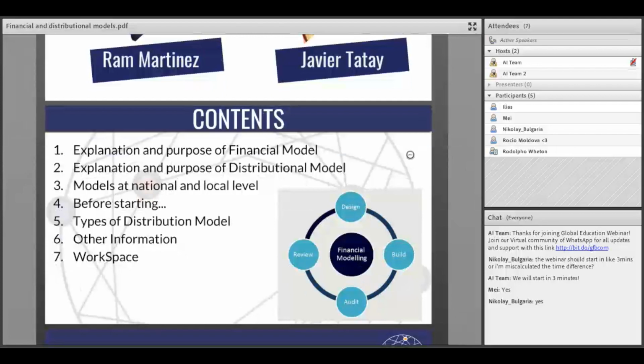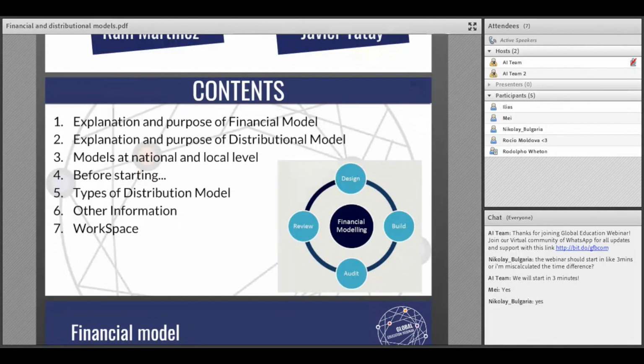So this is the content. We're going to explain the purpose of financial model, also the purpose of distributional model. So we're going to differentiate what are those two. Next would be the models at national and local level. Then we're going to talk about before starting, meaning what should you do before starting to create a financial model. Next, we're going to talk about different types of distributional model, other information, and also we're going to do the workspace.